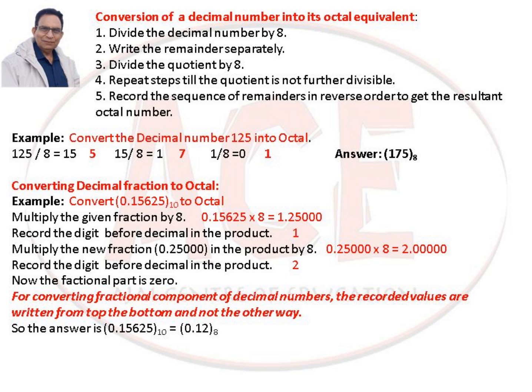For converting the fractional component of a decimal number, the recorded values are written from top to the bottom and not the other way.